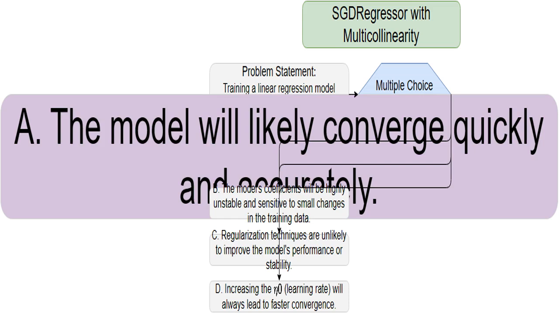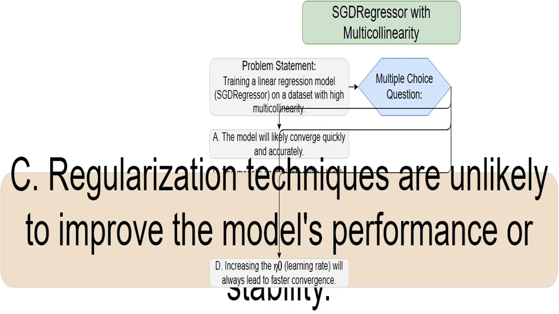Regularization, L1 or L2, is actually helpful. In this case, it adds a penalty for large coefficients, thus stabilizing the model and helping it deal with multicollinearity. So, this statement is false. Even though SGD is often faster than other methods, multicollinearity creates instability. The model might converge quickly, but that doesn't mean the solution is accurate. The results could be very unreliable.